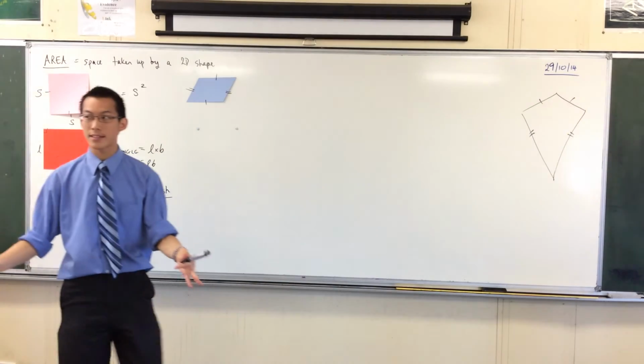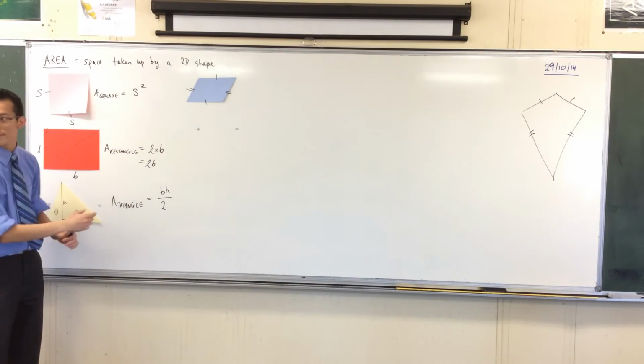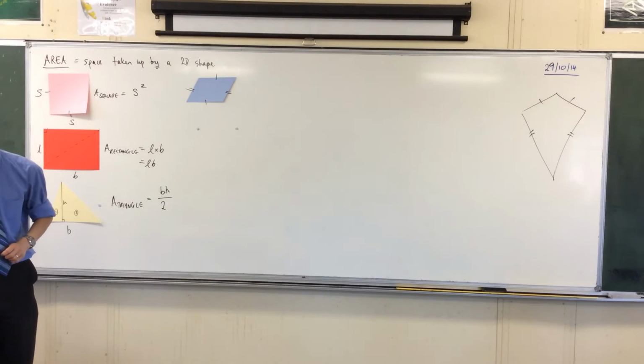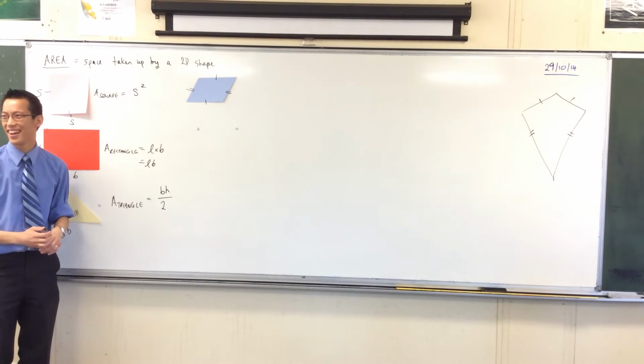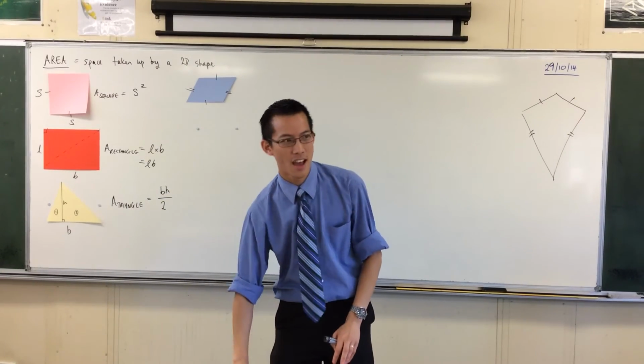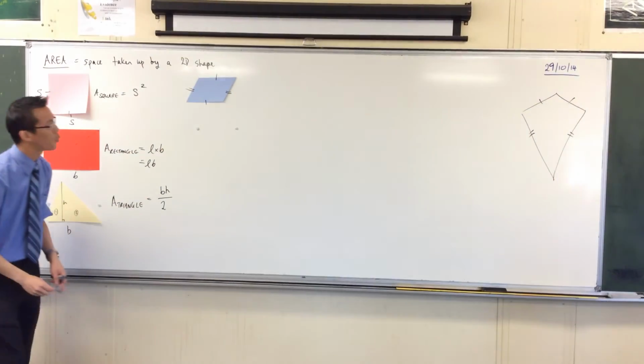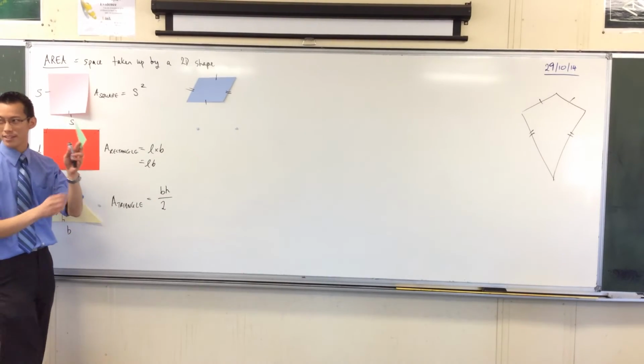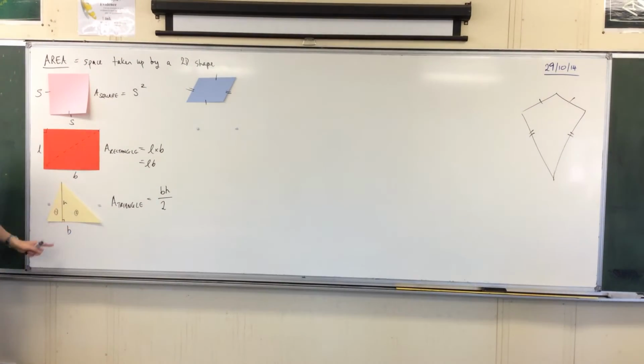Would someone like to give me a suggestion? Jade. Cut off the end and put it on the other side, and it makes it a rectangle. Okay, cut off the end. So where is this end? So for example, right? It's kind of like this, isn't it?